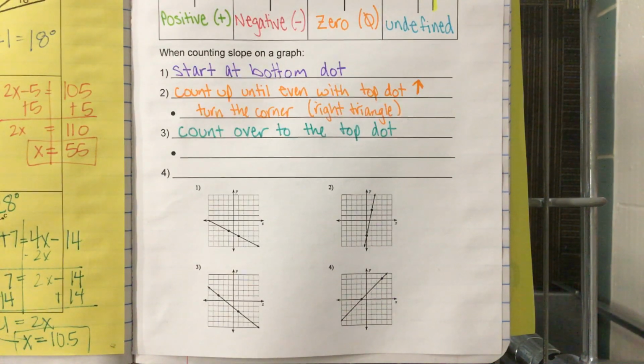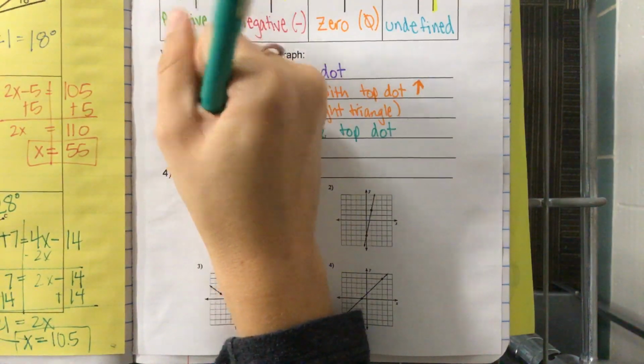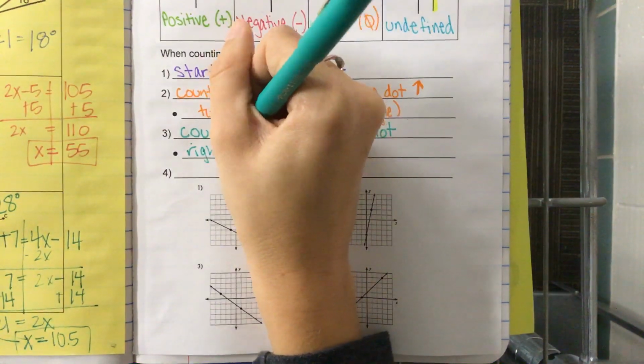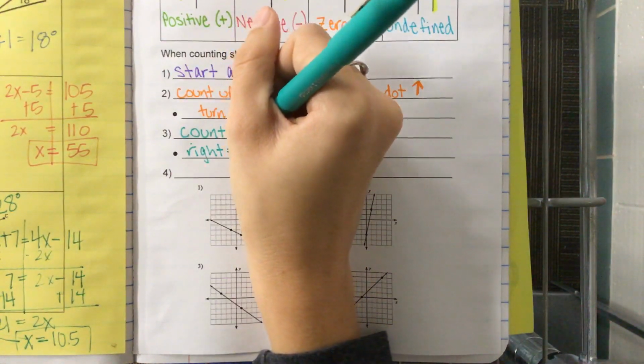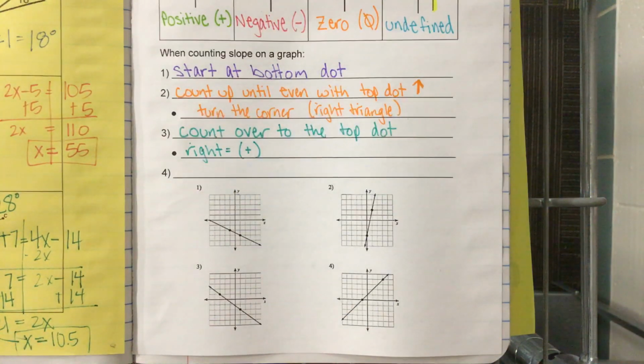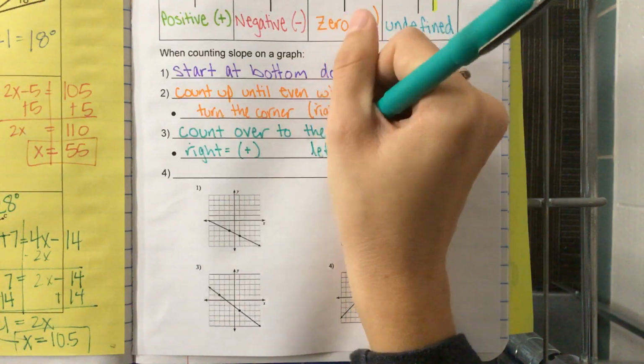If you go right to get to your top dot, it's a positive slope. If you go left, it's negative.